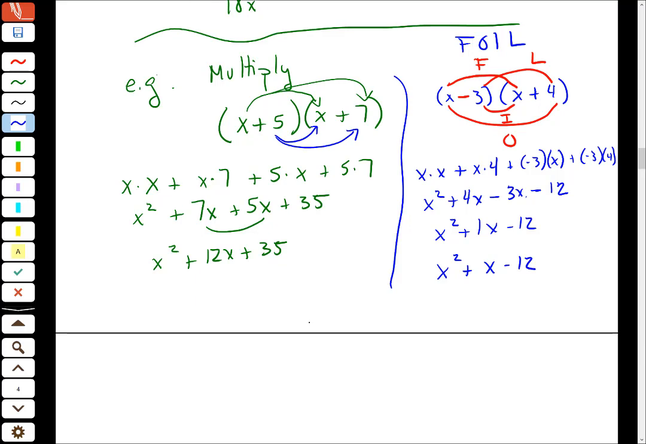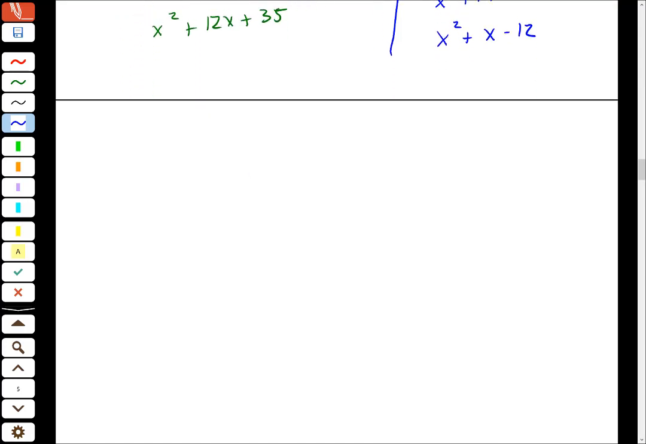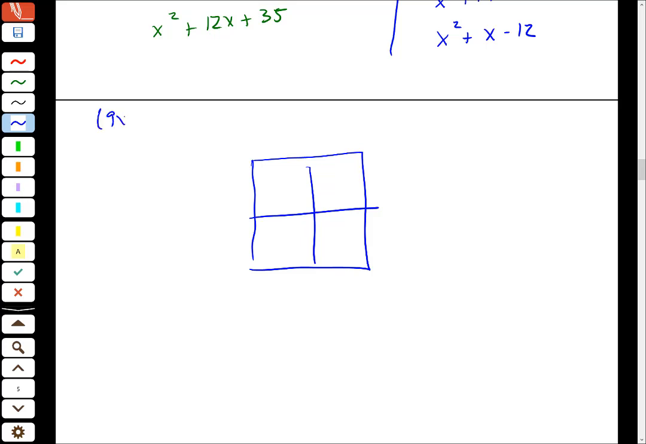Okay. There's one more method you might have seen where you make a box and you just put these pieces in, and then you calculate the insides of the box. So let's say this example is 9x minus 3 times x minus 8. So you put 9x, a negative 3, and here's x, and a minus 8. And then you just multiply. This box is 9x times x. This box is negative 3 times x. This box is 9x times negative 8. And this box is negative 3 times negative 8.